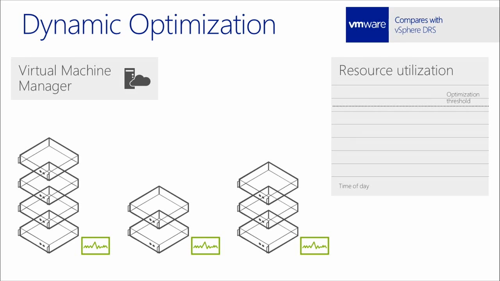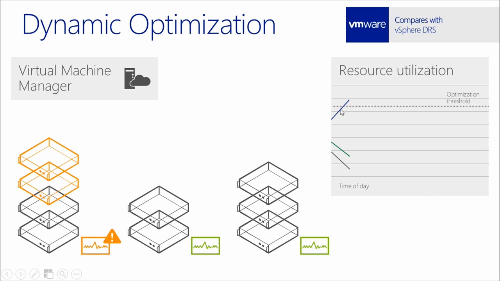Great, thanks, Matt. What we're now going to look at is some additional optimizations. First one we want to talk about is what we call dynamic optimization. And this would be equivalent to VMware's distributed resource scheduler. What dynamic optimization does is it's basically load balancing the memory across your different hosts. So what we're currently doing is Virtual Machine Manager has a collection of servers, or a cluster in our case, and it's monitoring resource usage.